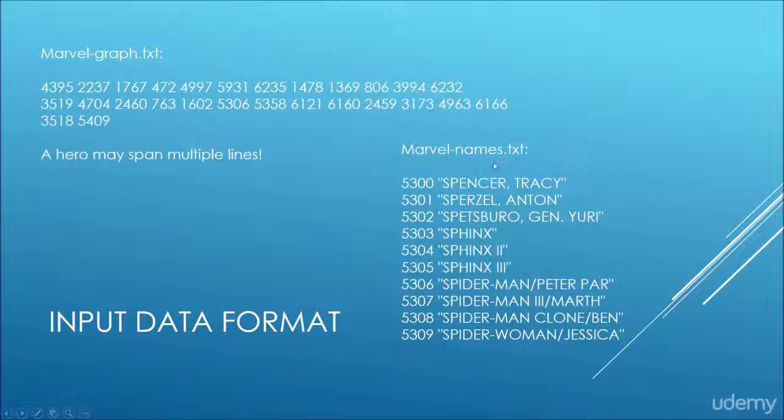We also have a marvelnames.txt file that maps superhero IDs to actual human readable names. So for example, hero ID 5306 is Spider-Man/Peter Parker. We've probably heard of him, but there's also a lot of more obscure characters in there too. I don't know who General Yuri Spetsborough is, or Sphinx, or Anton Spurzel, or anyone, but the Marvel universe is pretty huge, it turns out. So there's an introduction to your format of data. We have a lookup table of IDs to hero names, and then a graph file that maps each superhero ID to all the other superhero IDs that they appeared with.